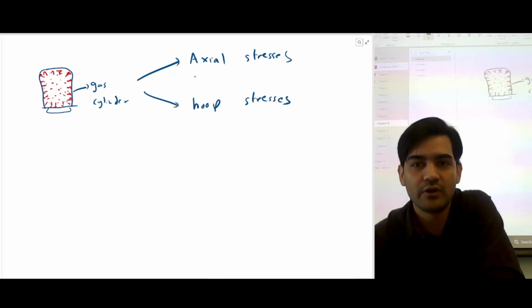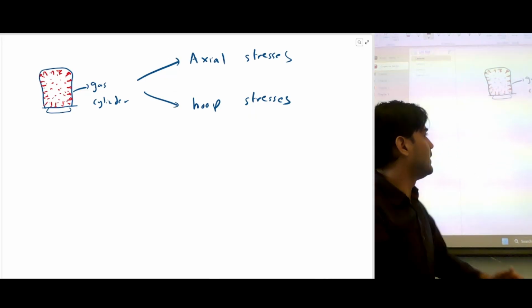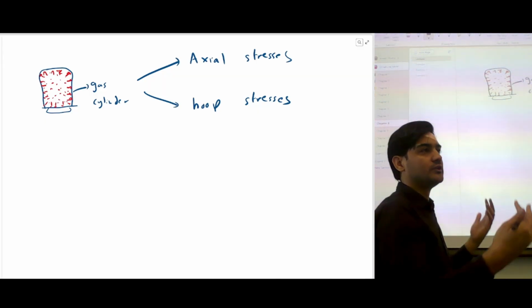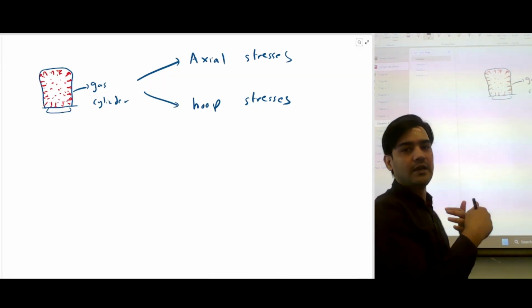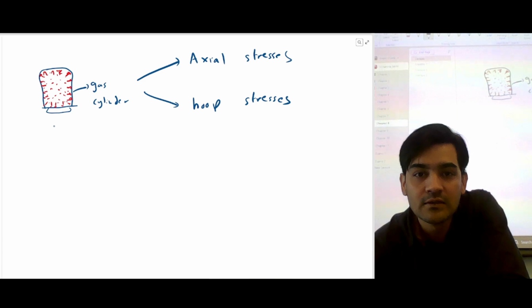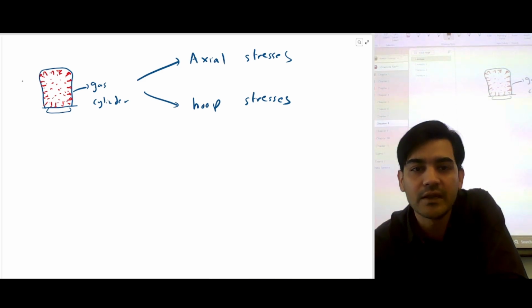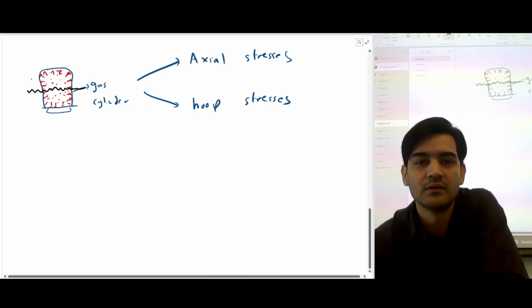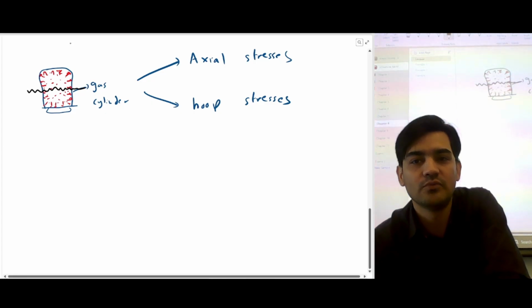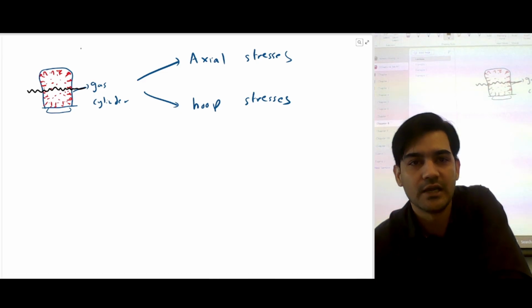So let's try to imagine what these axial and hoop stresses are. Whenever we are calculating stresses, we need to know the internal loads, right? We can extract internal loads by making a cross section. So I'm gonna cut a cross section, and I'll try to expose the internal loads and the internal stresses.